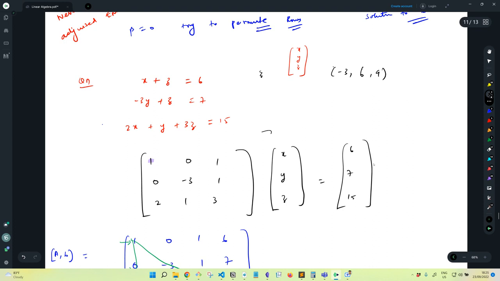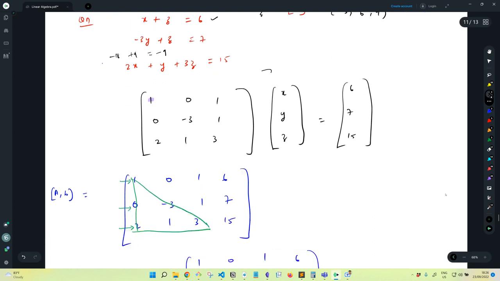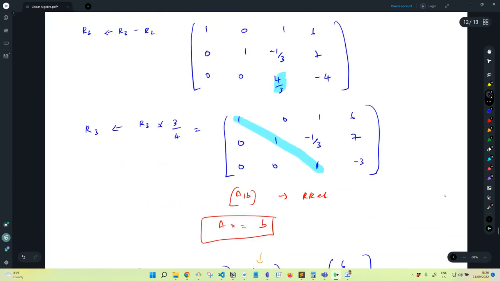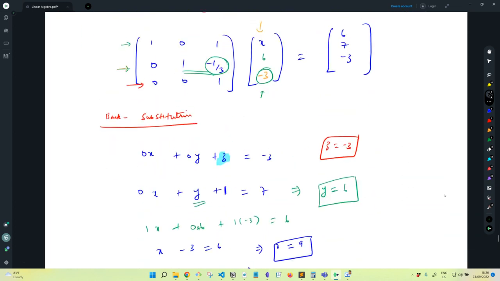Okay, minus 3 comma 6 comma 9, right? When I substitute the solution, x plus z gives me 6. This equation is satisfied. Minus 3y plus z: minus 3y is minus 18, plus z is 9. So this should give me 7, but this is giving me minus 9. So there is some issue in some computation somewhere.